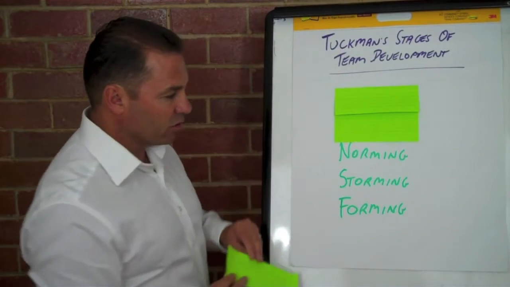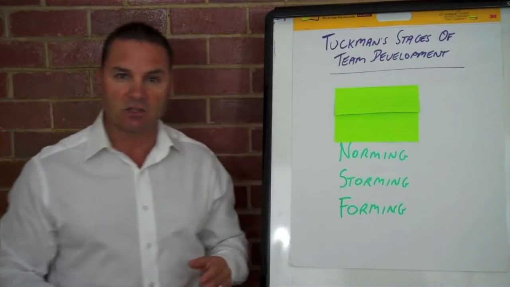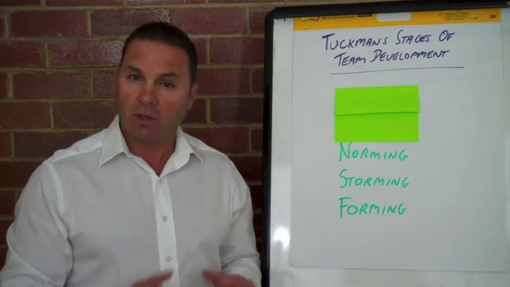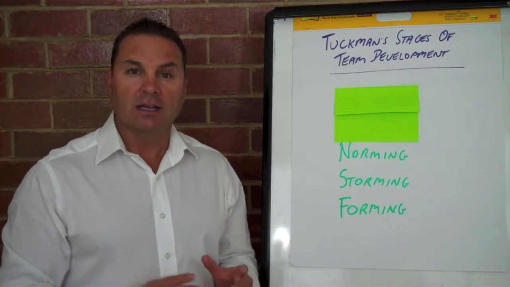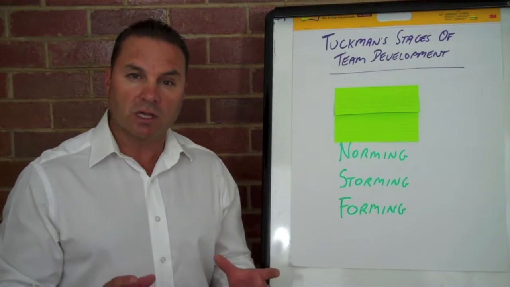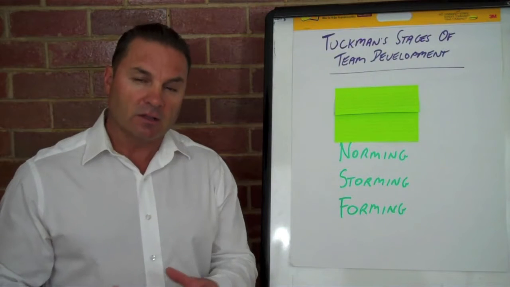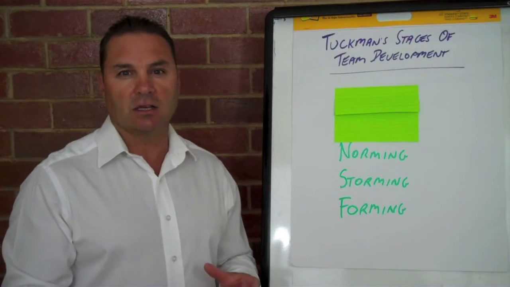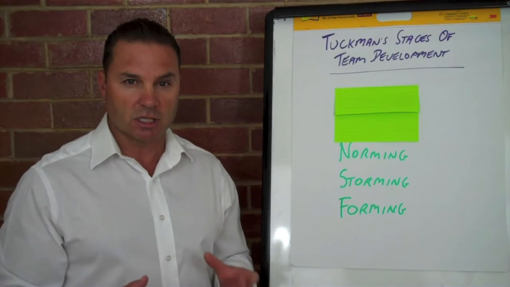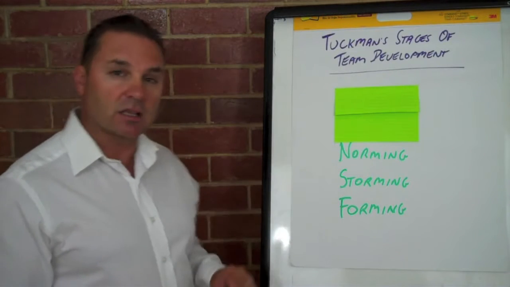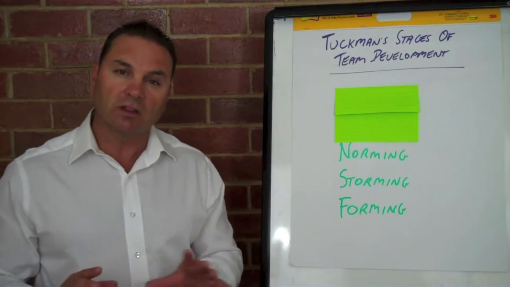The next stage, or third stage, is called the norming stage. This is where we're happy with the leadership, people understand what their roles are, and they get to work with each other in a way that over time they really understand each other and how they're contributing to the team's performance. This stage can take quite some time for teams to work their way through.